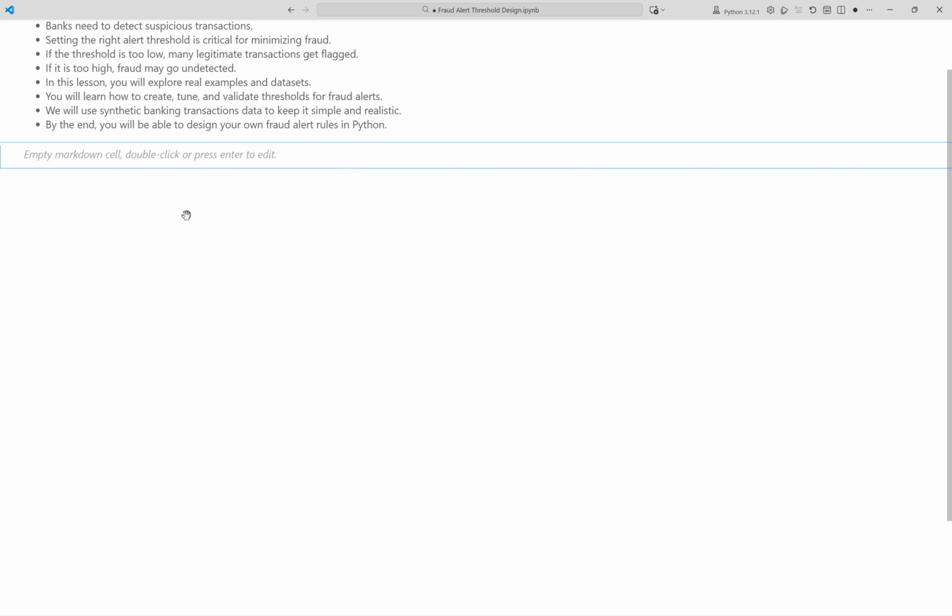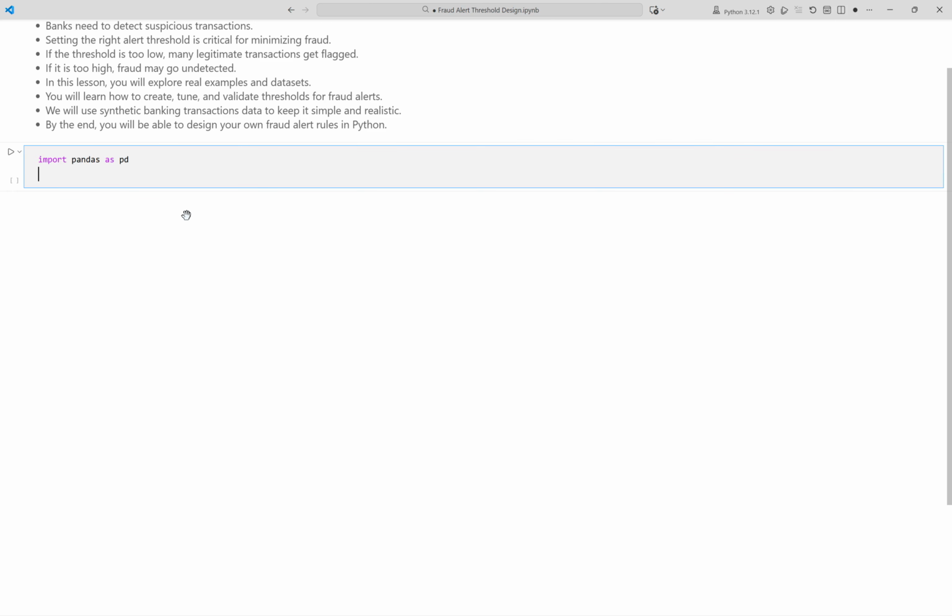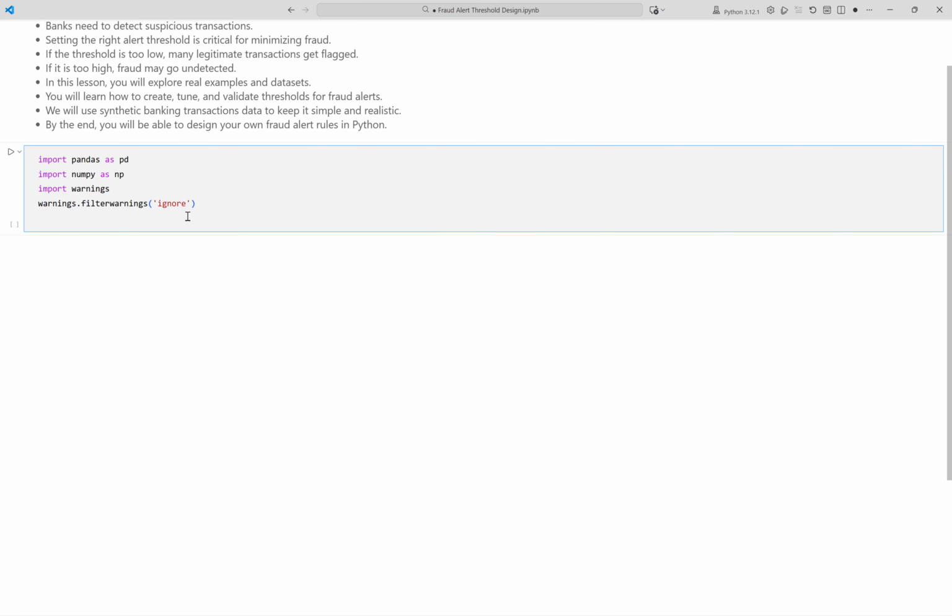We import pandas to work with tabular data. We import NumPy for generating synthetic numbers and calculations. We import the warnings module to control warnings. We disable all warnings to keep the notebook output clean and easy to follow. Running the cell now.